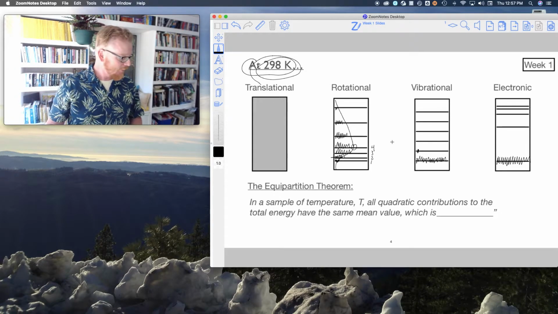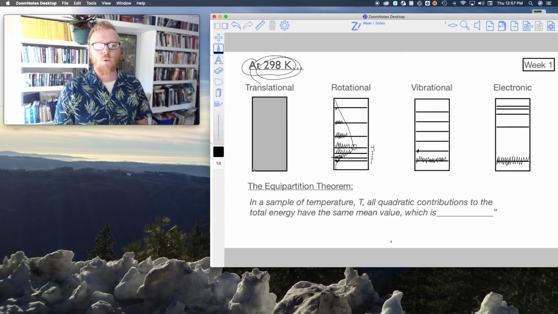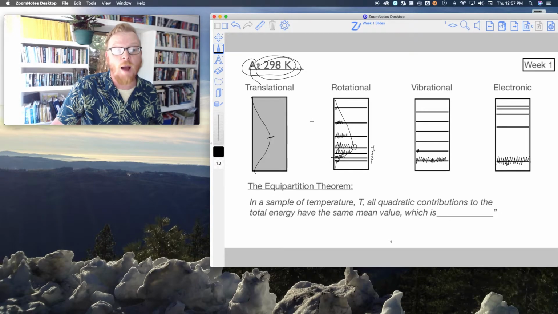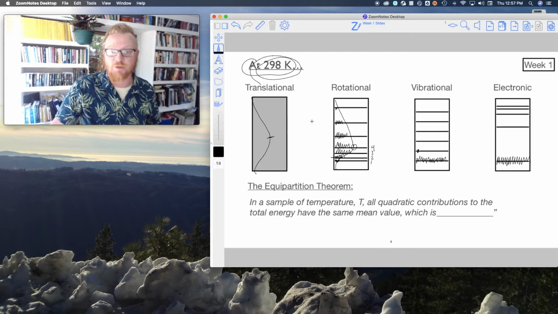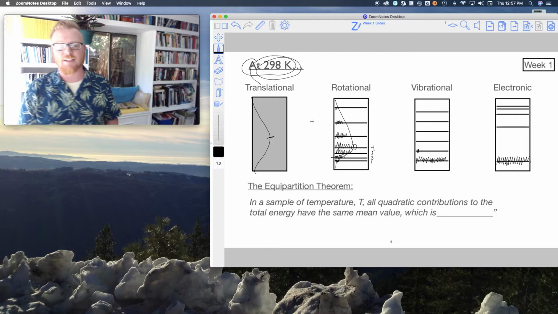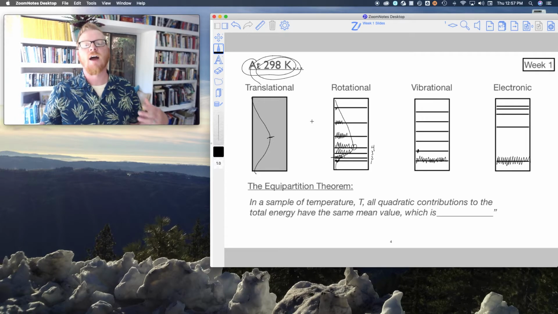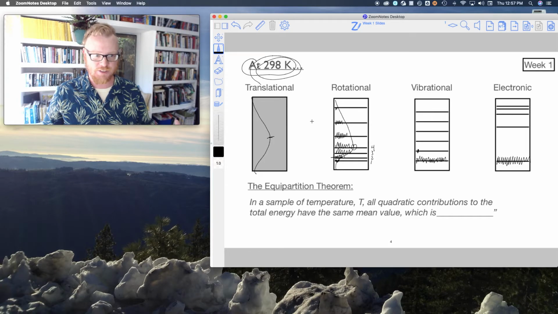Okay. And then with the translations, we also expect some type of distribution, right, where there is going to be some maximum populated state, which would correspond to the most probable speed that the molecule is traveling. And we're going to take these sloppy diagrams that I'm making and turn these into actual graphs of the distribution of populations of states.